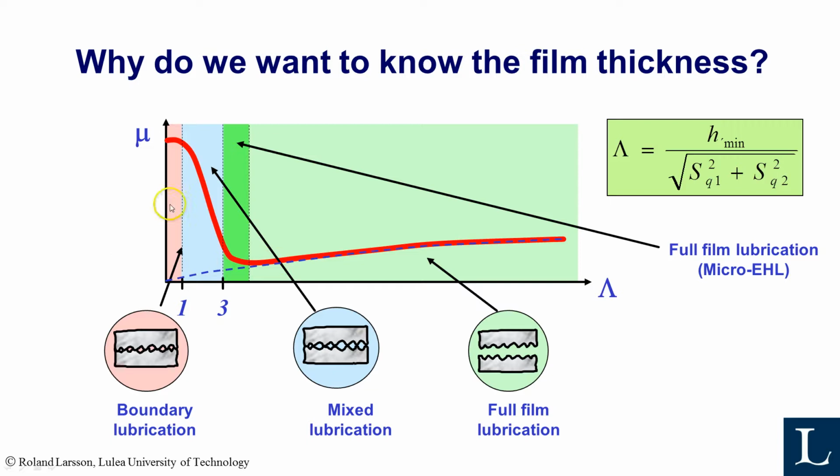If you have a low number, you're in the boundary lubrication, and somewhere in between, you are in the mixed lubrication. In the boundary, the whole load is carried by the asperity contacts, while in the full film lubrication, that's what we aim for, the load is carried by the film itself. Sometimes you use numbers. Lambda below 1 is boundary, lambda over 3 is full film. Good or bad, we will come back to that later. It is at least a number.